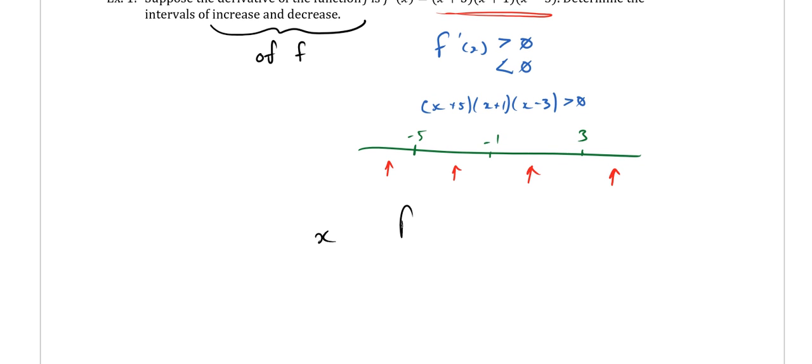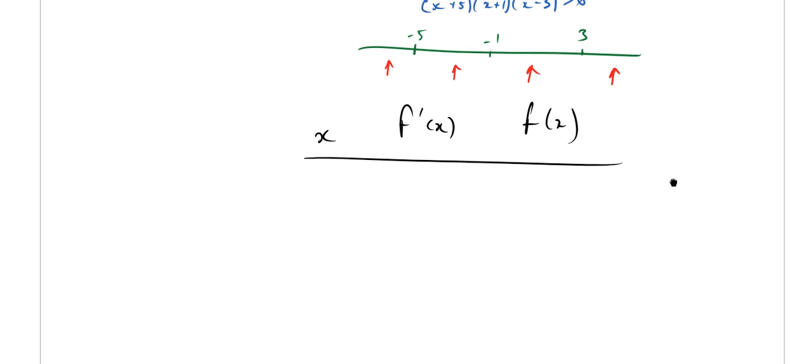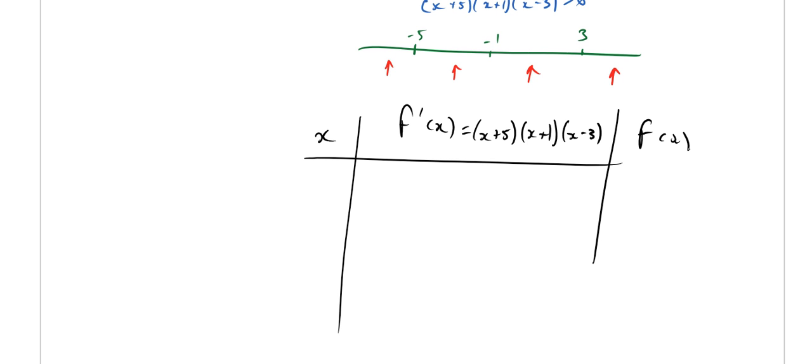X, f prime of x, and f of x. And whoops, what's going on here? F prime, I'm just going to write in the function because I can't see it, equals x plus 5, x plus 1, x minus 3. Something like that. Okay, so we're going to check here, x less than -5.